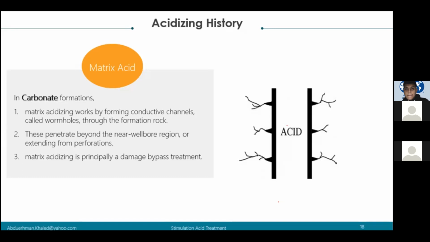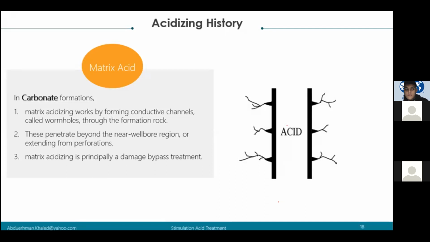So in sandstone, you can never have a stimulation with a minus skin. I mean, it's more about damage removal. But in carbonate, you can stimulate the well and you can have a minus skin. And once you have a minus skin, that means you are actually stimulating the well.